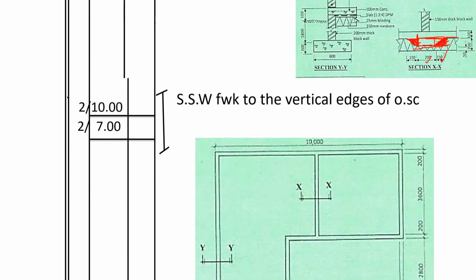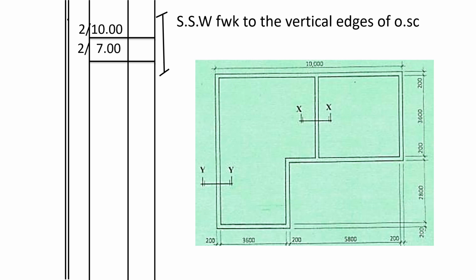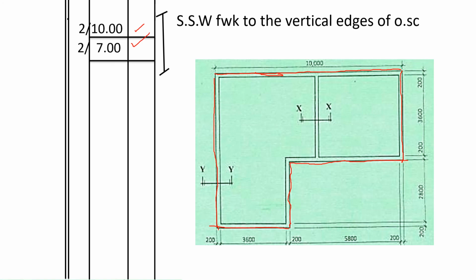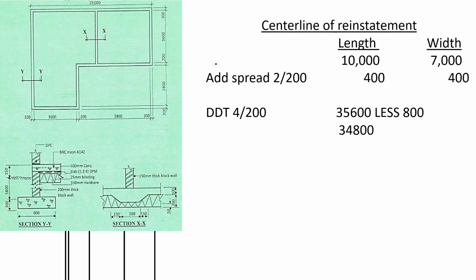Now finally, we shall measure the stone formwork. For the formwork, we shall measure the external dimensions. From here, the external is 10 meters. Then the width is this one plus this one, which adds up to 7. Then the other length is this one and this one, which adds up to 10. And the other width is this 7 one. So it is 2 times 10 and 2 times 7. We shall finish with centerline for reinstatement.